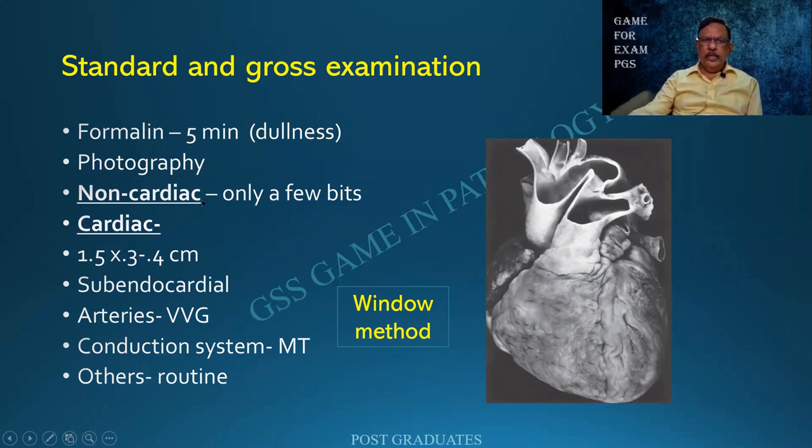If the death is due to non-cardiac cause, only a few bits are required. If it is due to cardiac, you will have to give multiple bits, and this will be the dimensions of the sections: subendocardial region, arteries, conducting system of the heart and all the other regions. This incidentally is a window method of opening, wherein there is minimal damage to it. I am cutting open the great vessels, seeing what is within, and it can be fixed with formalin and paraffin wax so that the outline is well maintained.